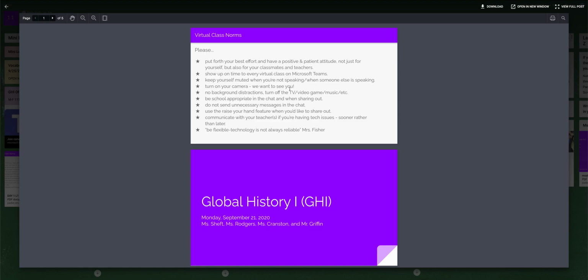Please no background distractions. Turn off the TV, video game, music, any other sort of distraction. Please be school appropriate in the chat and when sharing out. Please do not send unnecessary messages in the chat. Please use the raise your hand feature when you'd like to share out. Please communicate with your teachers if you're having tech issues sooner rather than later, and please be flexible. Technology is not always reliable.